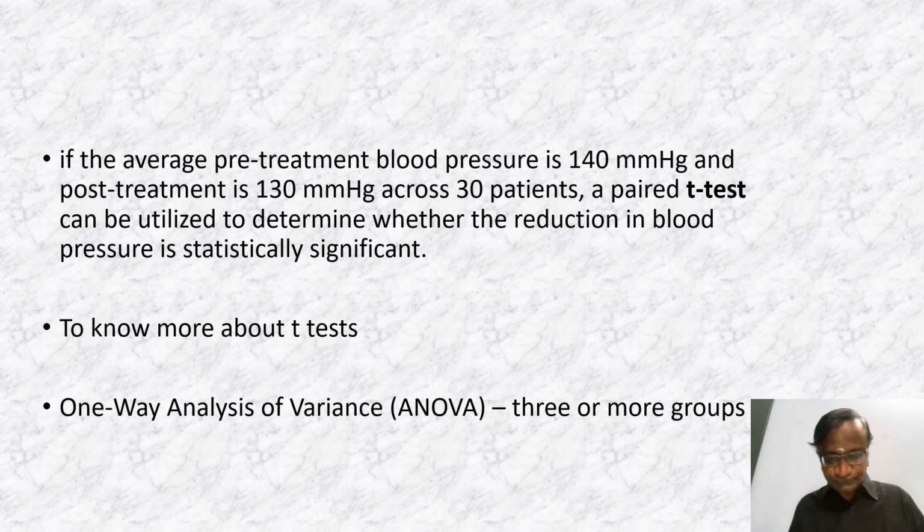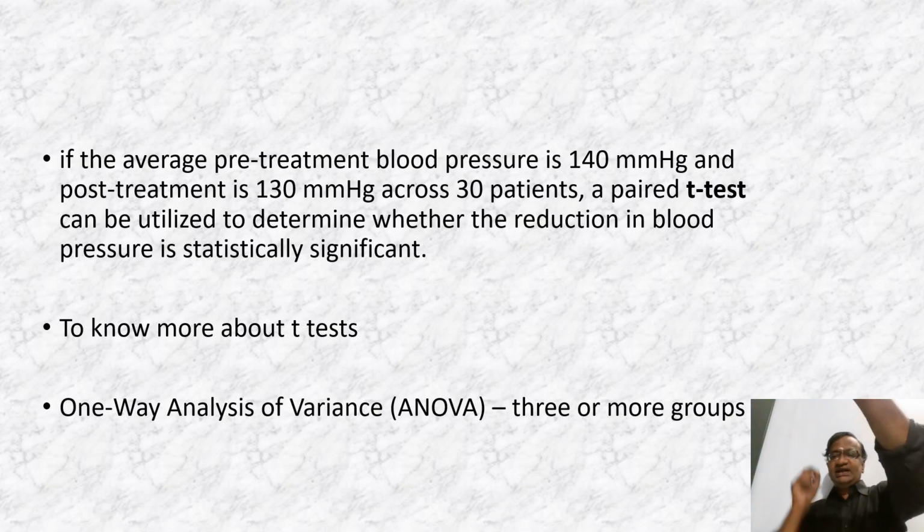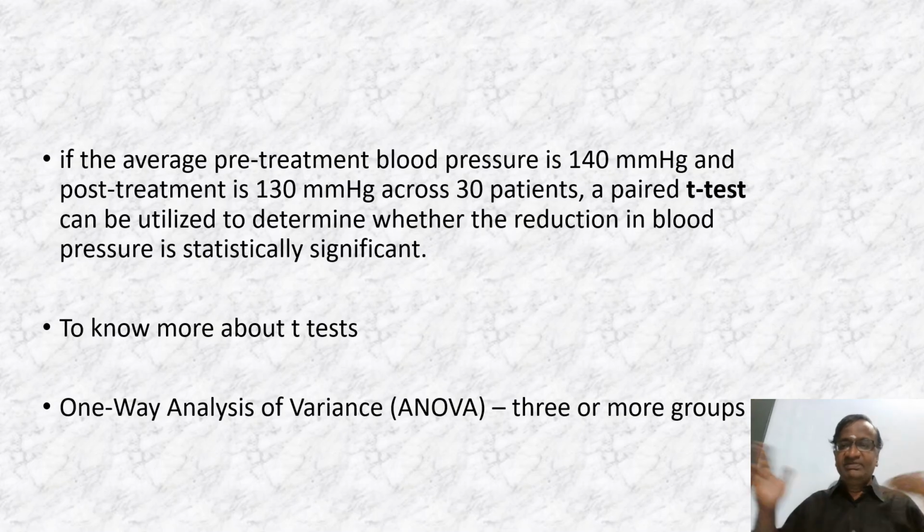Now, you have a BP of 130. Now you put a laryngoscope and endotracheal tube. Okay. Now the BP goes up to 139 millimeters increase. Okay. Now this is before and after, in the same patient. This is a paired test.